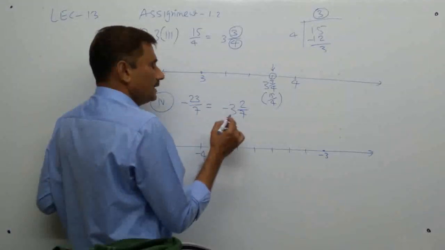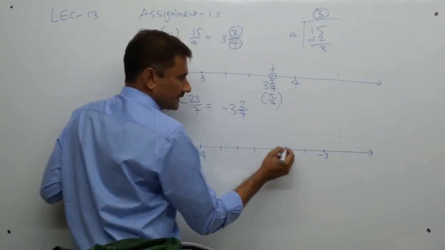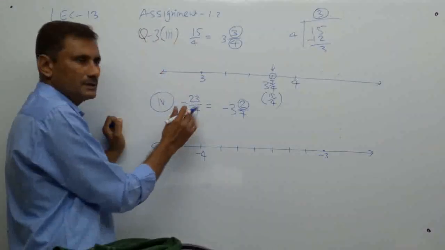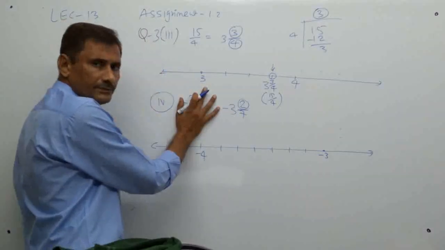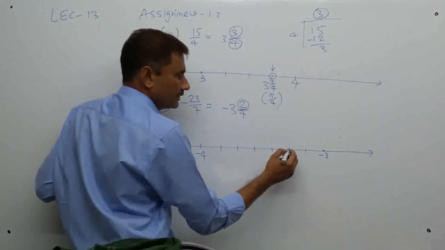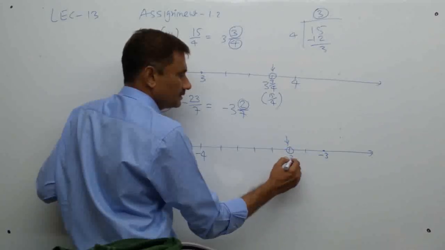Okay. Now 2 by 7 means its location is 2 here. First, second. Look here. Now it is our number. So according to 7, 7 gaps are there. According to 2, it will be here. So it is minus 3, 2 upon 7.